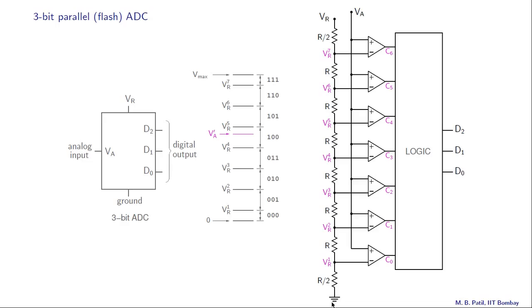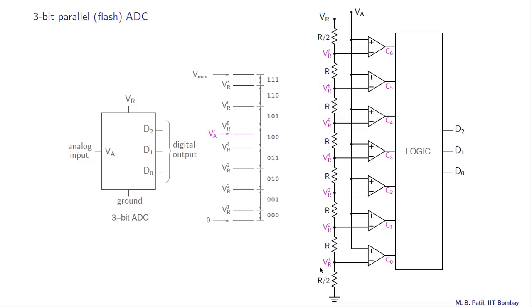Here is a schematic diagram of a 3-bit parallel or flash ADC, and let us see how it works. Let us look at this figure. We need to generate VR1, VR2 up to VR7, that is 7 reference voltages, and that is done by this resistor network over here.